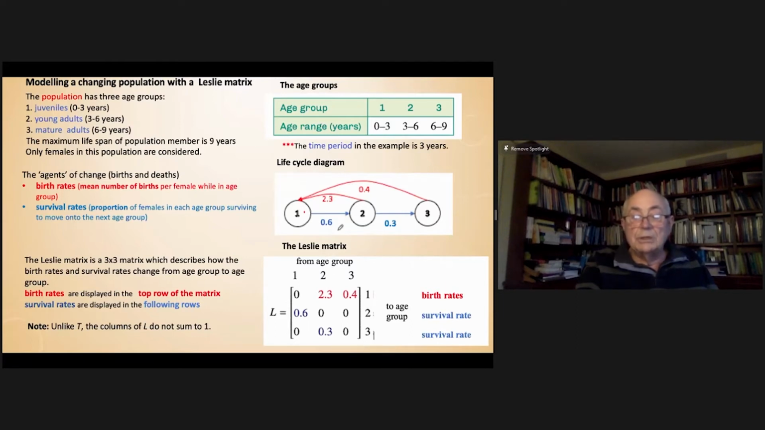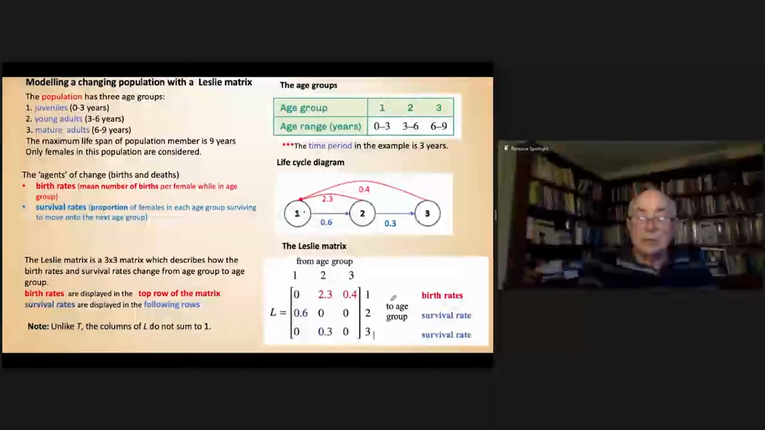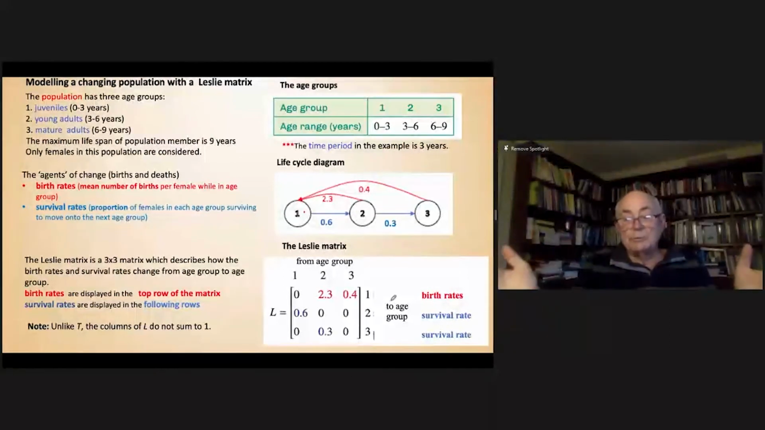From group 2, the females in group 2, over that time period of 3 years, they produce on average 2.3 pups per time period. And then for the older age group, we have the 0.4 there, which means the female seals in this age group produce on average 0.4 pups for the 3-year period that they're there. Now, the top line in the Leslie matrix always represents the birth rates.